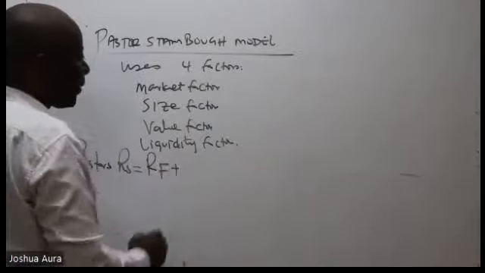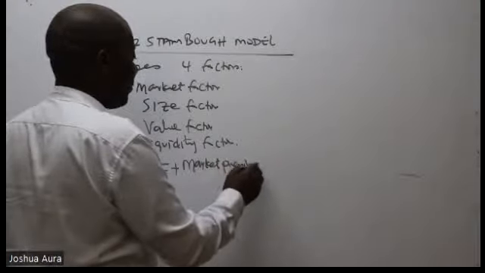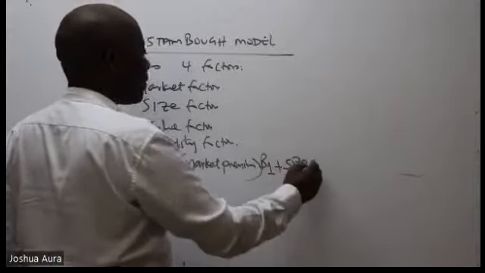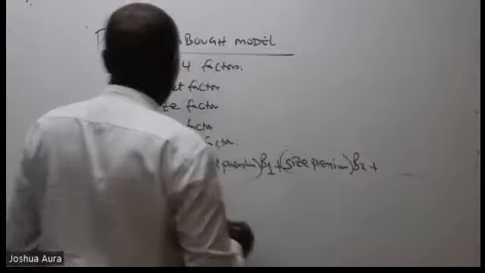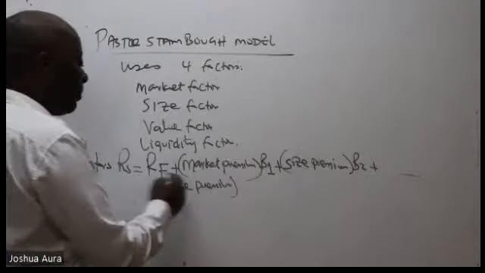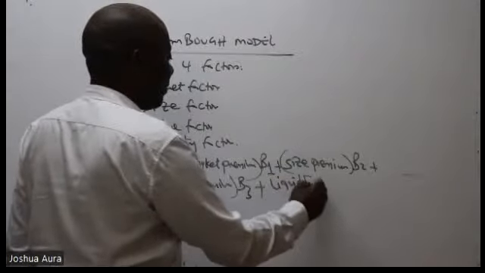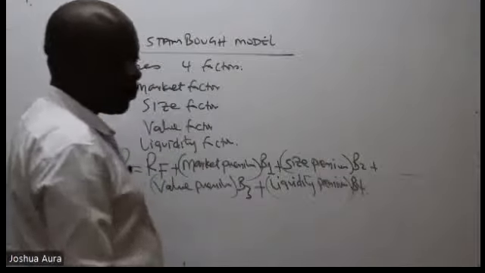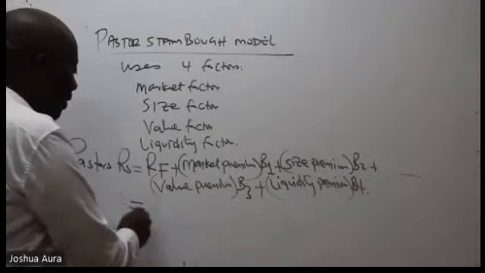risk-free rate of return plus the market premium multiplied by the first beta, plus the size premium multiplied by beta 2, plus the value premium multiplied by beta 3, plus in this case the liquidity premium times beta 4.